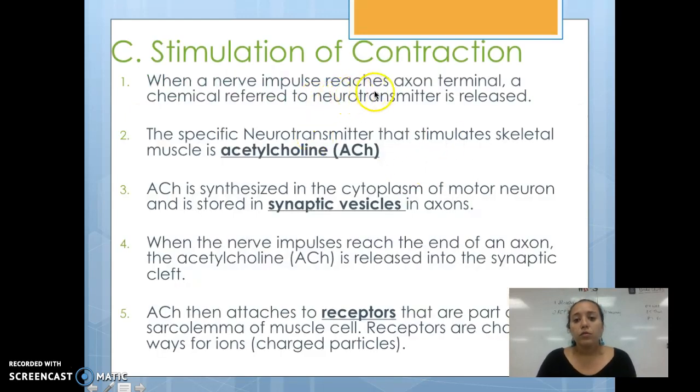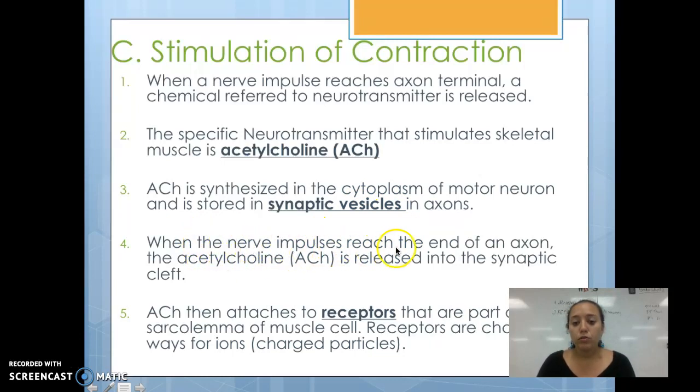Okay, so when a nerve impulse reaches the axon terminal, a chemical referred to as a neurotransmitter is released. The name of that neurotransmitter is acetylcholine, or ACH. You will write this so many times, you're going to know it and how to spell it. So acetylcholine, or ACH. ACH is synthesized, or produced, in the cytoplasm of the motor neuron, and it's stored in the synaptic vesicles. So those are those little bubbles I was showing you.